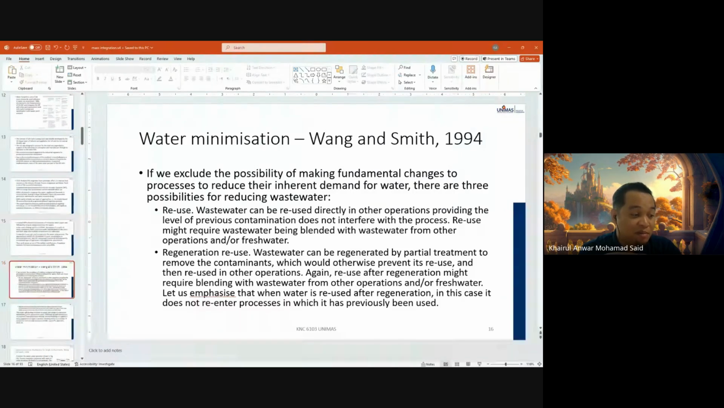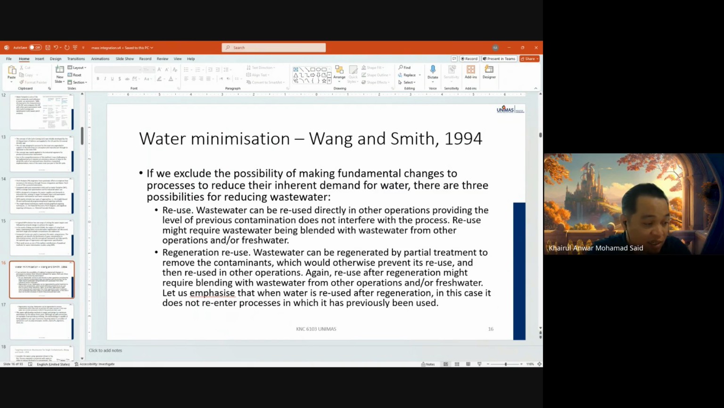If you don't want to make any fundamental changes to the process chemistry, only three pathways are possible to reduce the wastewater in the industrial plant. First one is direct reuse: taking the wastewater directly from an outlet, not necessarily at the end, any outlet within the process, and feeding it as an inlet to another process, not just for cooling or heating. It can actually be mixed and become something.